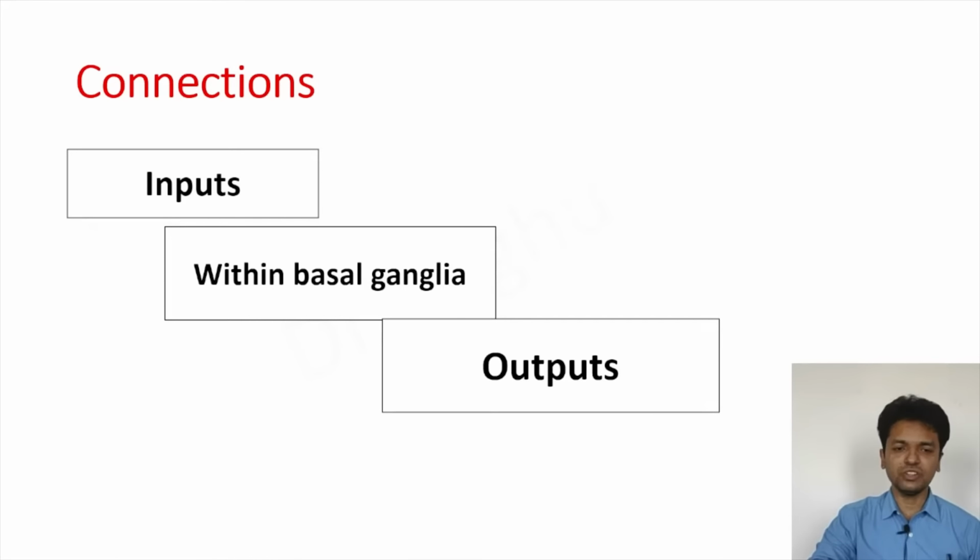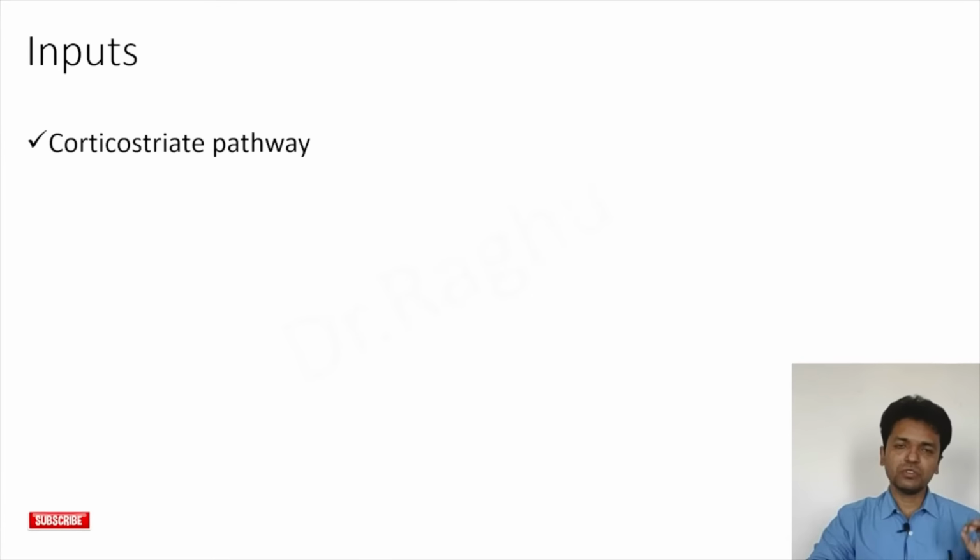Next, let's enter into the connections. What are the inputs? What is happening within the basal ganglia? That is very important. And what are the outputs? Inputs, as I have told you, the majority of the inputs are coming from the cerebral cortex. The inputs coming from the cerebral cortex are reaching the striatum. That's why it is called the corticostriate pathway.